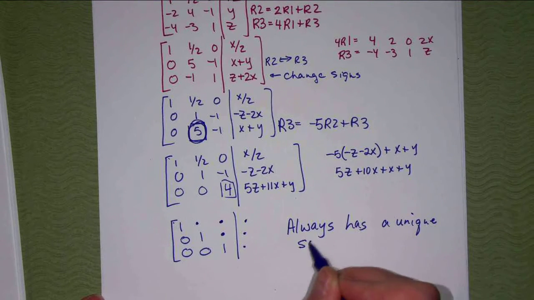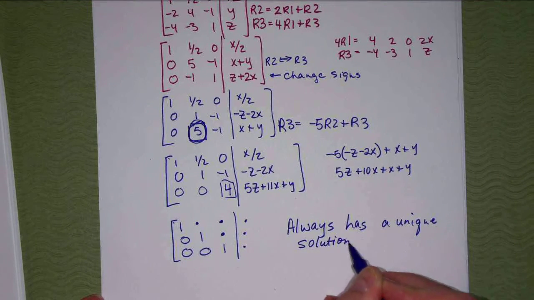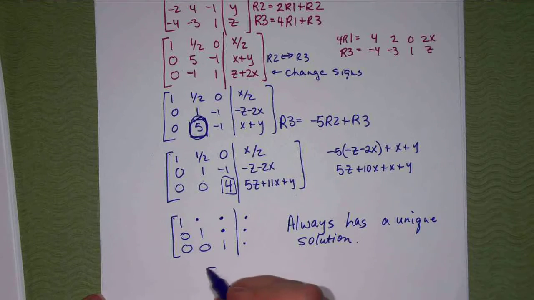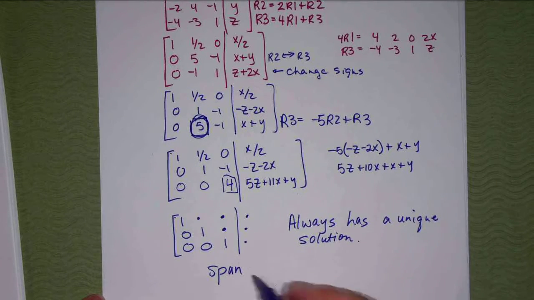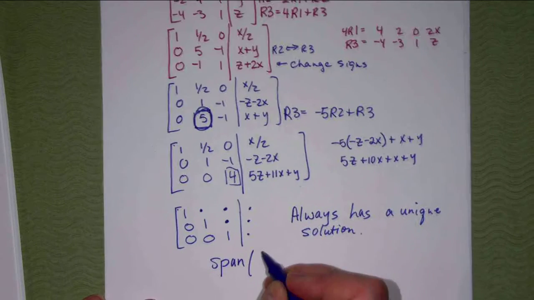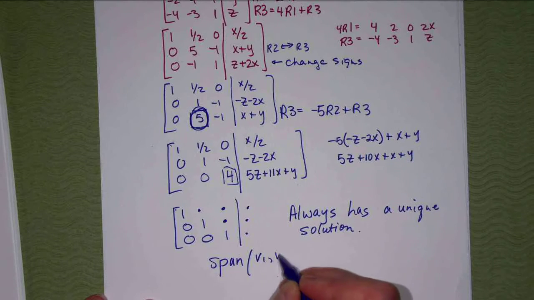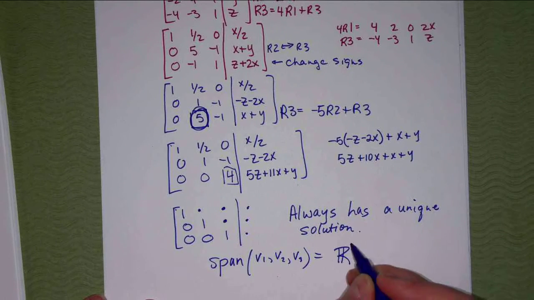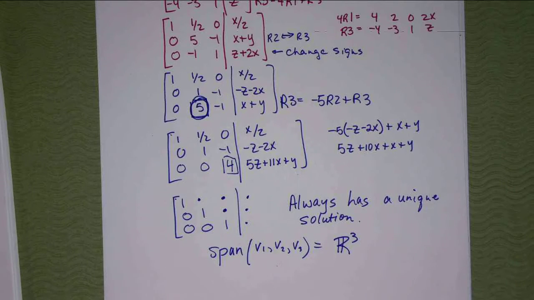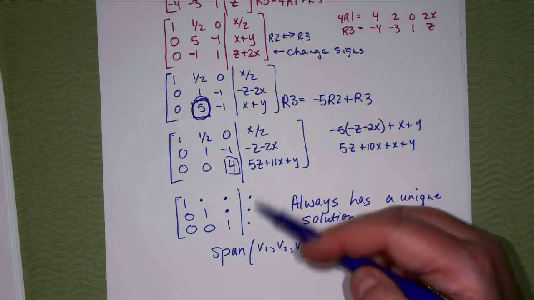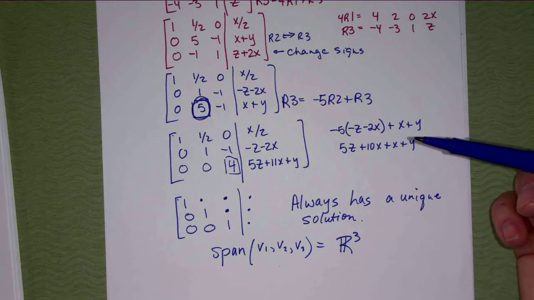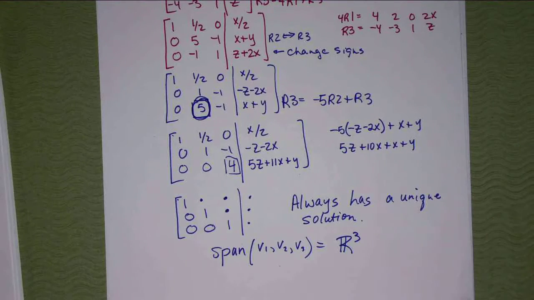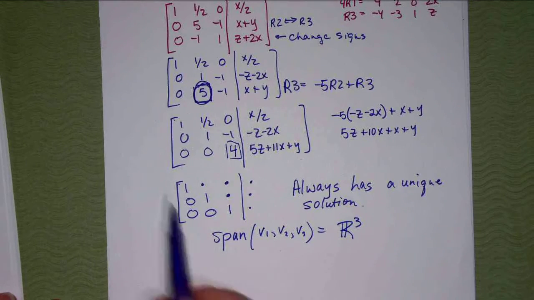And we say unique, meaning not infinitely many solutions. It has a solution. That actually means that the span of those vectors is all of R3, because we can get any answer. It doesn't matter what we put over here, we would be able to find the answer. Okay? So, if that's the case, this is a row reduction.